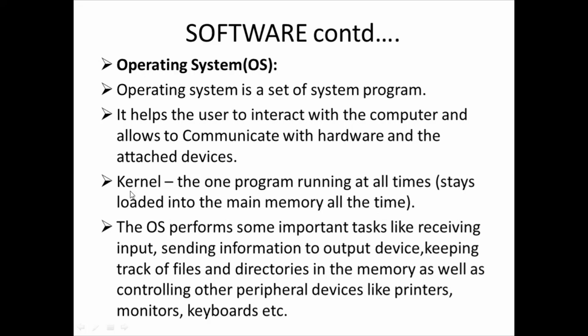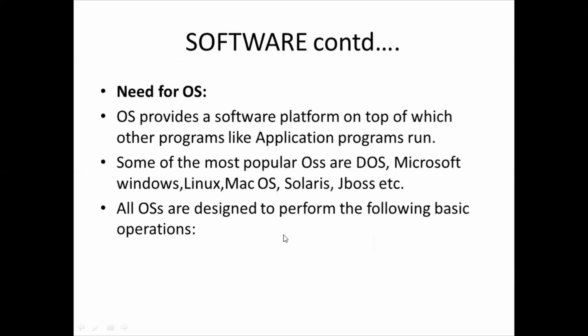And also there is a kernel, which is the one program running at all times. This kernel stays loaded into the main memory all the time, which is very important. And the operating system performs tasks like receiving the input, sending information to output devices, keeping track of files and directories in the memory, as well as controlling other peripheral devices like printers, monitors, keyboards, etc. So these are the basic tasks performed by an operating system.